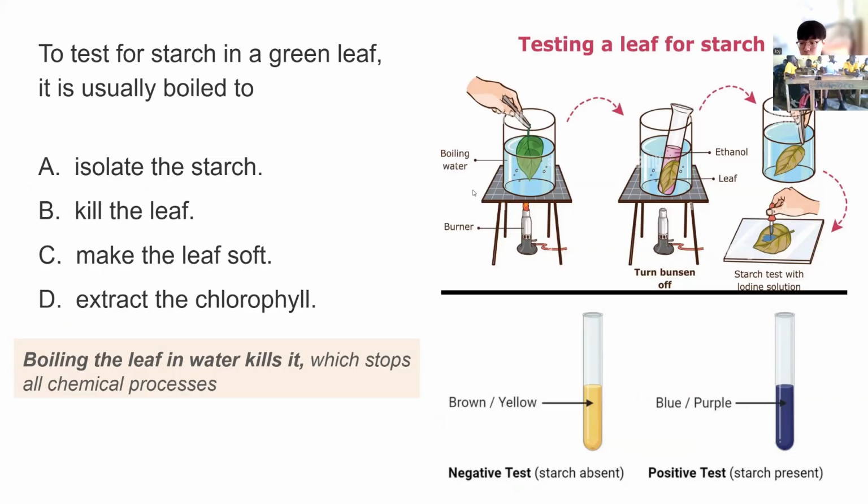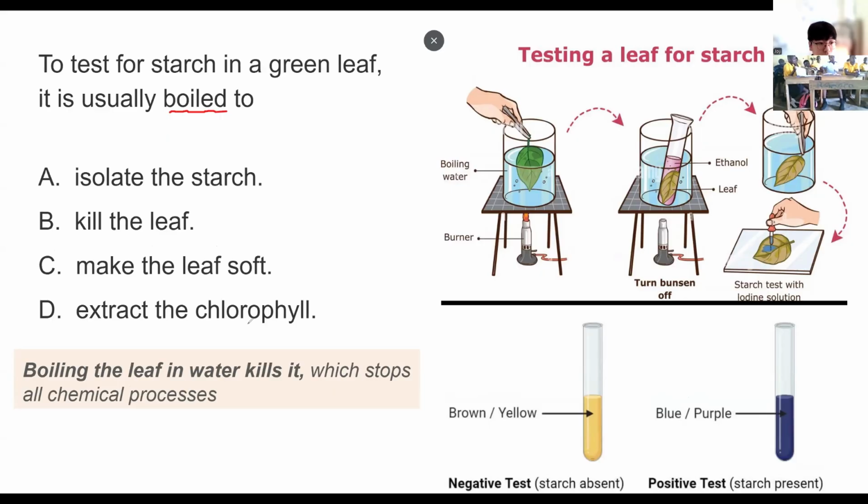Now let's look at this question. Maybe it's a little subtle, but to test for starch in a green leaf, it is usually boiled to do what? What do you think the answer is?